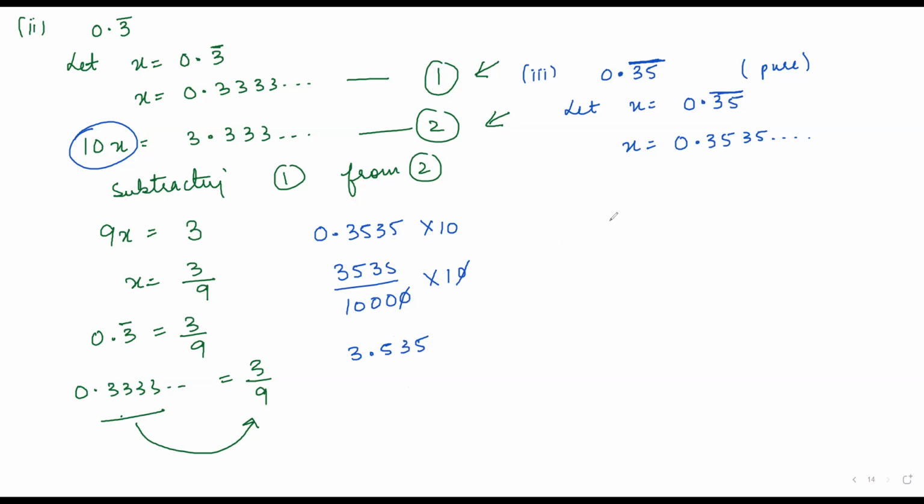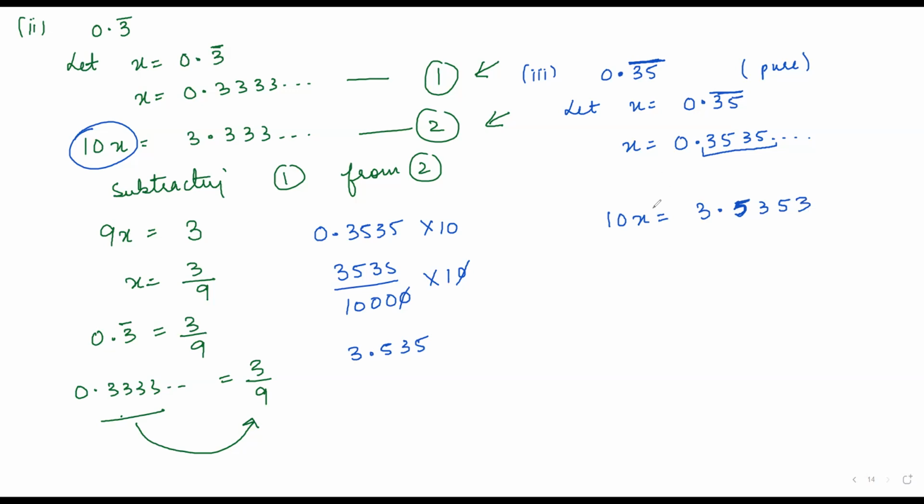So I'll get 10x is equal to this, 3.535, right? Actually, after decimal, I have 353535. I want to get the same thing, but now after decimal, it is starting from 5. So it is different, right? I'm getting a 53, 53, 53 kind of pattern. Understood? I want to get a 35, 35, 35 kind of pattern after decimal.